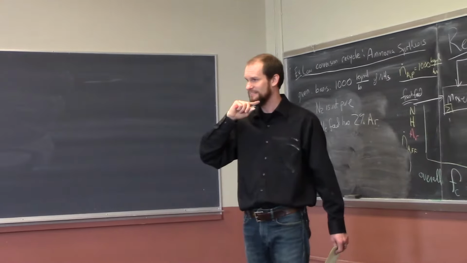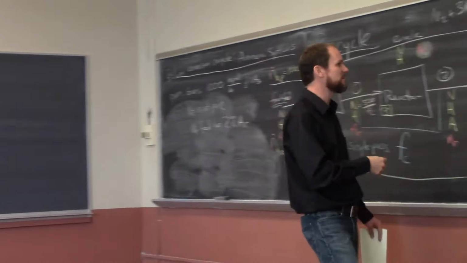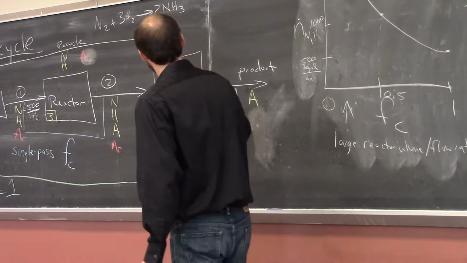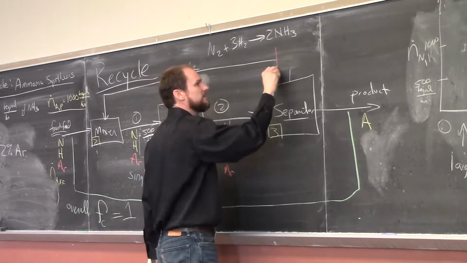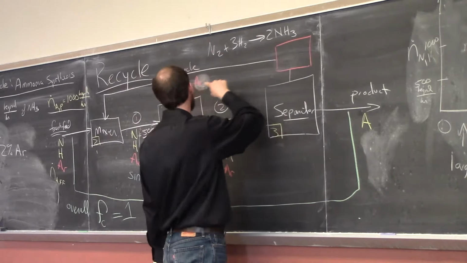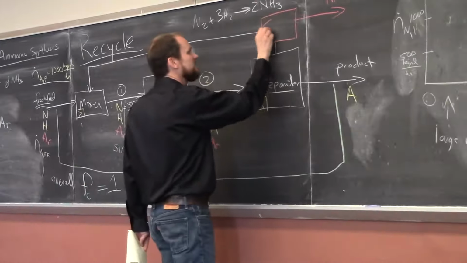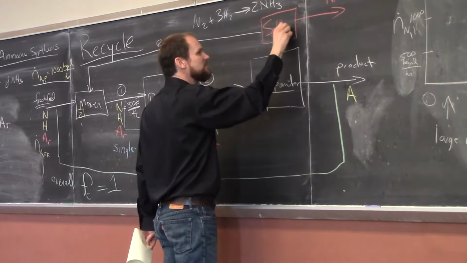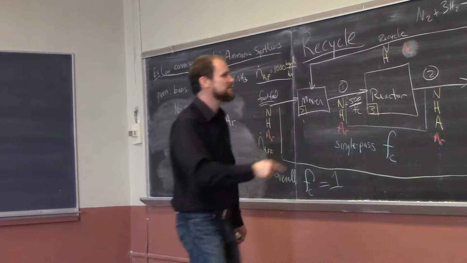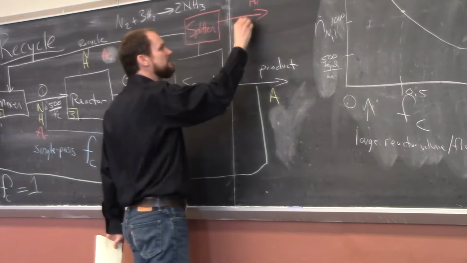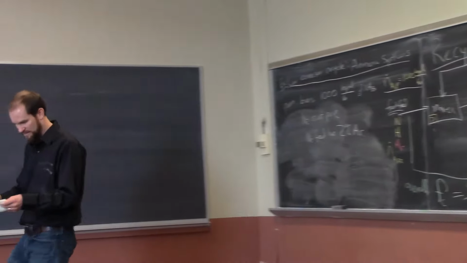Can you not just put another separator with the recycle? Put another separator. Get it out of there. Where should I put the separator? After the first separator. How do I separate argon from nitrogen and hydrogen? Splitter. We're going to use a splitter here. How's a splitter different than a separator? Same composition. So if I've got nitrogen and hydrogen here, I'm also going to have nitrogen and hydrogen there. Excellent. Okay, that's the thought experiment.